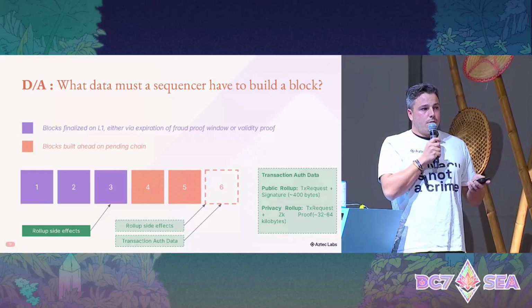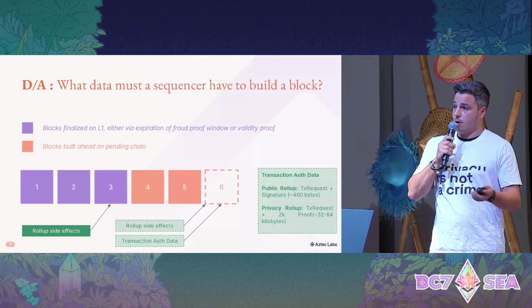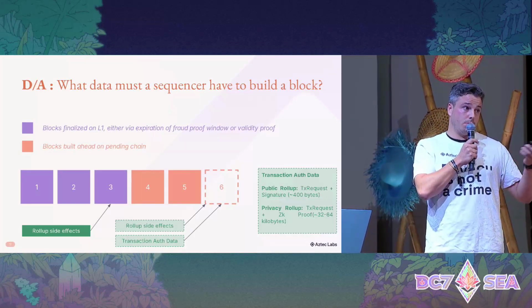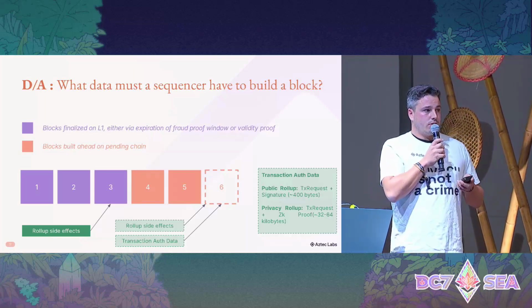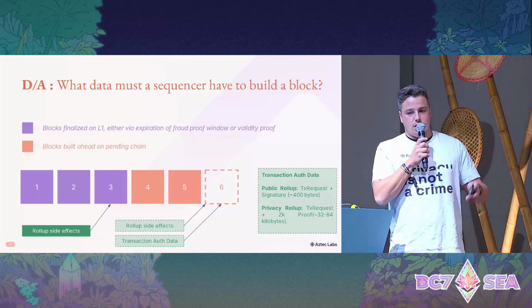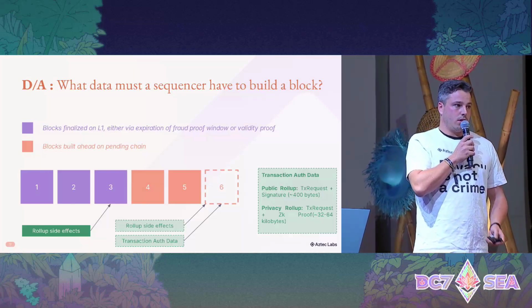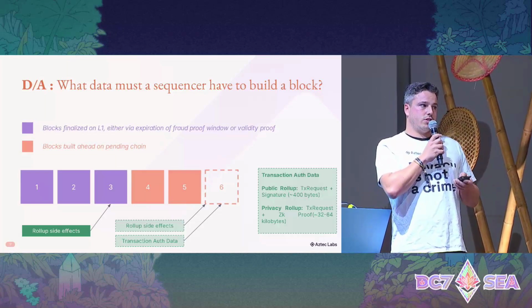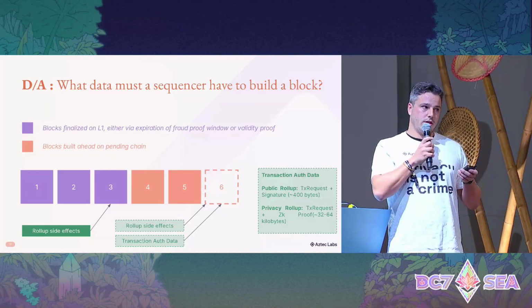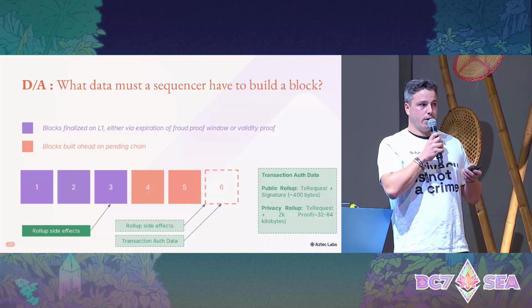For a privacy rollup, the data is a lot larger. The transaction accompanies a zero-knowledge proof, which can be 32 to 64 kilobytes depending on the proving system. And so sharing that data between sequencers becomes a bit of a problem, which we'll go on to in a second. If you don't have this data, you can't verify that the transactions in block 5 are authorized, which means you don't know if block 5 will happen, so you don't know if you can build upon it.